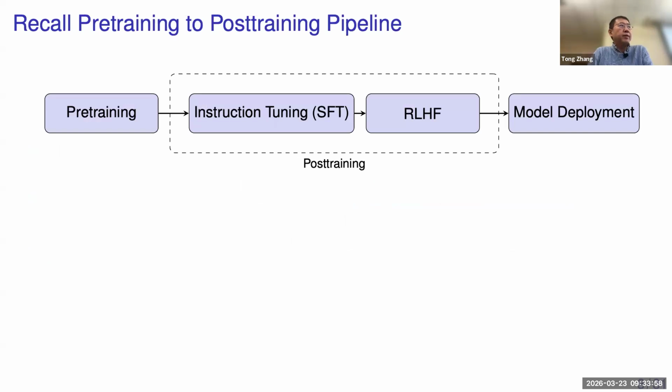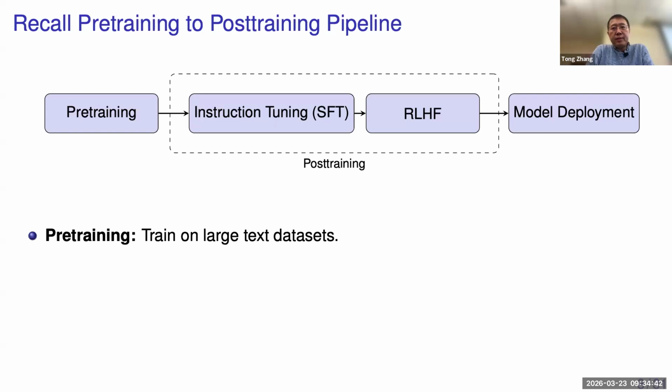If we recall, this is something we talked about before, more for ChatGPT a few years back. Now there are more refined pipelines than this, but roughly this is still pretty representative even today. You have pre-training, then instruction tuning, then reinforcement learning from human feedback, then you deploy the model. We already talked about instruction tuning, which is basically the format, and we will talk about RLHF this time.